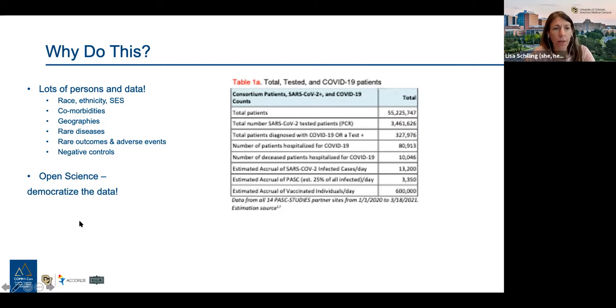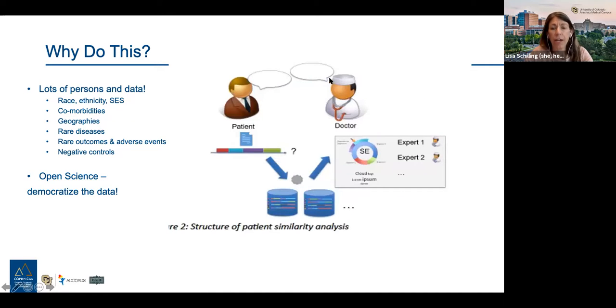And why do we want a lot of data? Well, we want a lot of data because some diseases are rare, or their outcomes or adverse events are rare. And this is work that came out of Germany with a distributed research network, looking for similarity among patient pathways in EHR data to identify potentially rare or undiagnosed disorders.